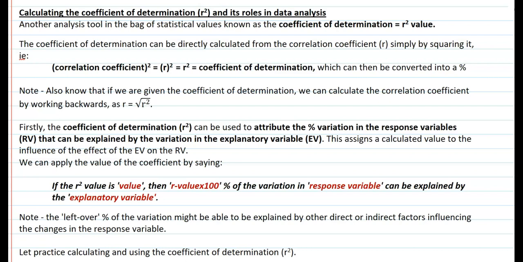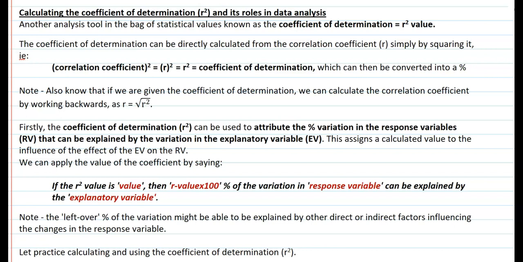So once we've determined our R-squared value, we would write some sort of concluding statement like, if the R-squared value is whatever we've calculated, then the percentage that we've converted it into of the variation in the response variable can be explained by the explanatory variable. And just note that the leftover percentage of the variation might be explained by other direct or indirect factors influencing the changes that we see in the response variable.